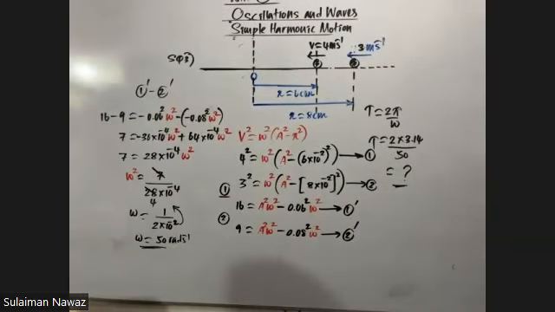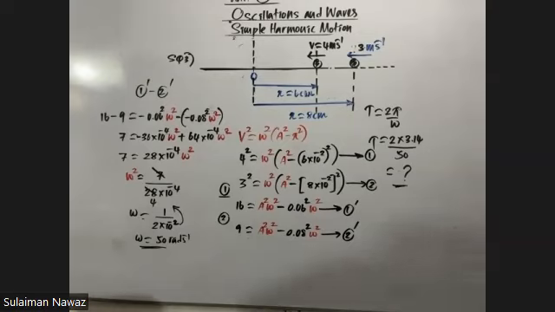Next topic. Now we'll draw two graphs and then we are stopping. Subtopic: variation of acceleration of an object in SHM with displacement.